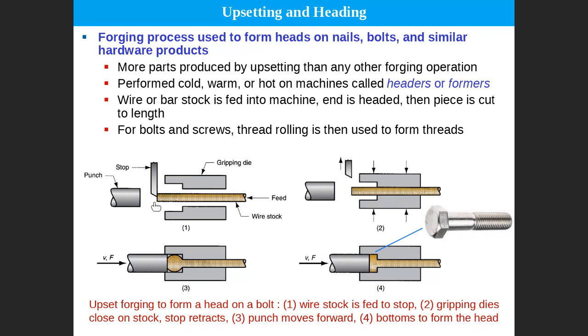The second step is gripping the wire with the die. Then with gripping, you apply pressure, and this one will not move in this direction anymore. The stop is removed, and then you apply pressure. In the third step, you apply pressure. Whenever you apply pressure, the material here will be deformed, and finally the material will fill all the cavity, which is the head. So we call it heading. You are manufacturing the bolt head here. So heading, upsetting and heading.